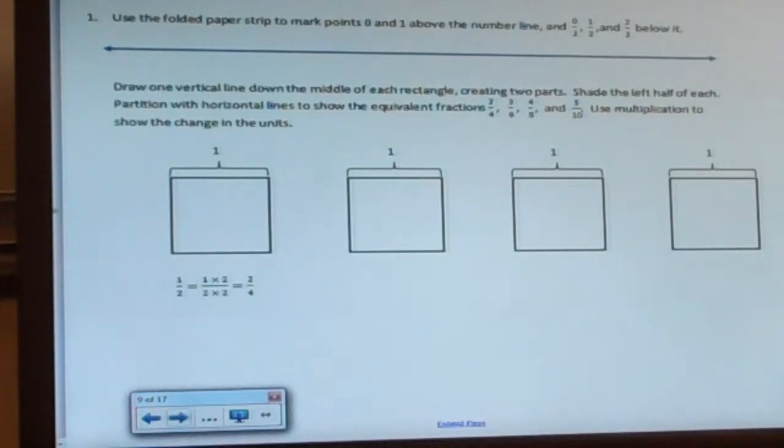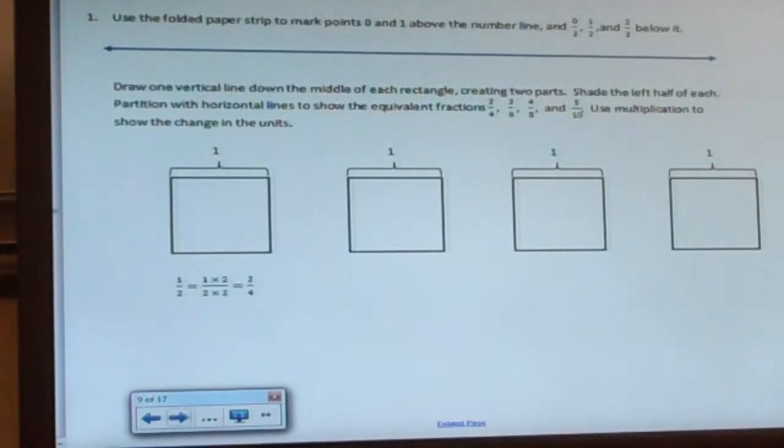Use the folded paper strip to mark 0 and 1 above the number line. And 0 halves, 1 half, and 2 halves below it. Draw one vertical line in the middle of each rectangle, creating 2 parts. Shade the left half of each. Partition with horizontal lines. Partition, so that means break it into those groups. Partition with horizontal lines to show the equivalent fractions 2/4, 3/6, 4/8, and 5/10. Use multiplication to show the units.